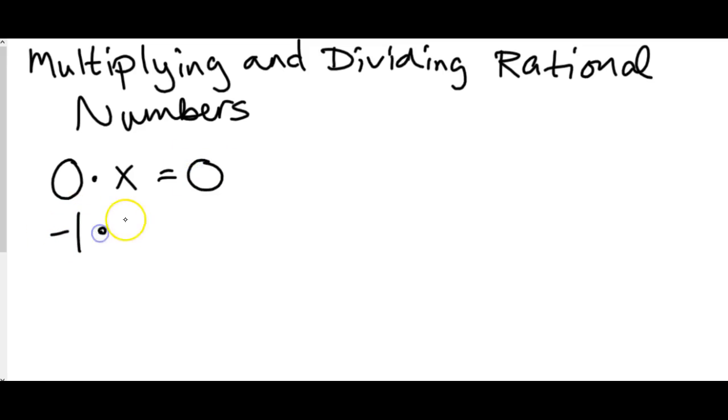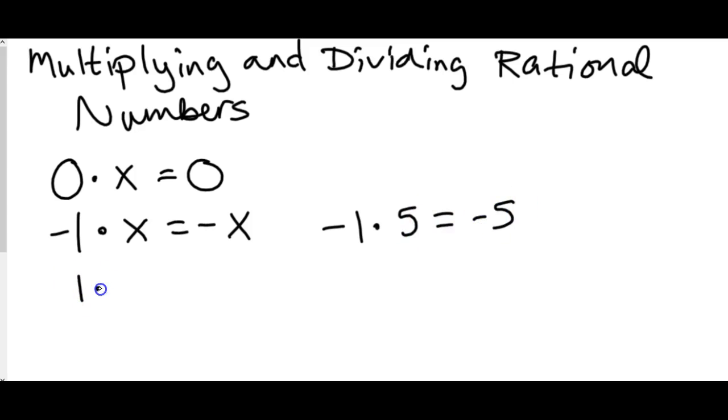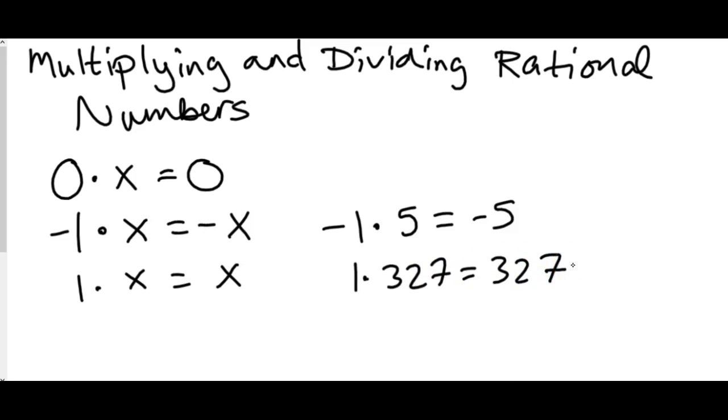-1 times anything, again I'm going to use x to represent anything, is just the opposite of that number, so negative x. So if it was -1 times 5, we'd get -5. And +1 times anything doesn't change it at all, it just stays the same. So 1 times 327 is still just 327.